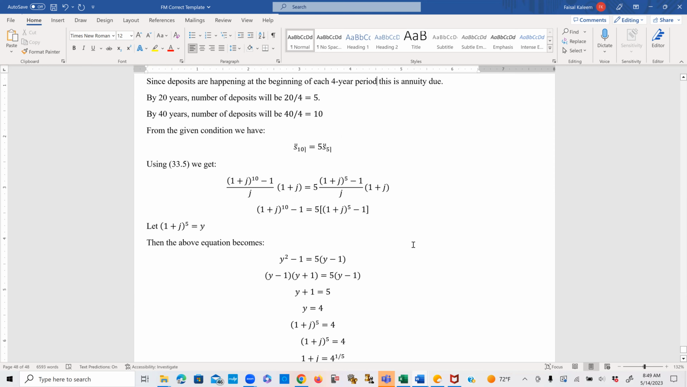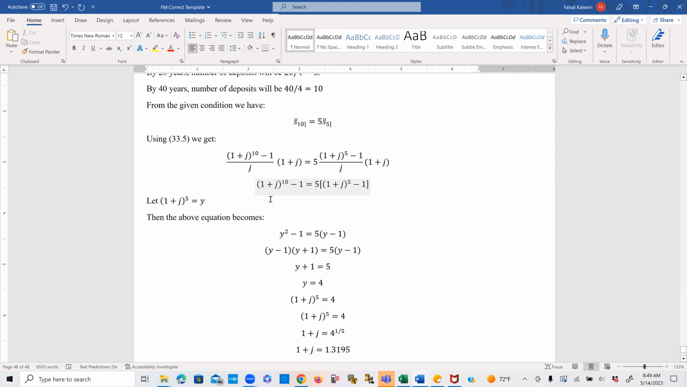And to solve this equation, let 1 plus J to the 5 equal Y. So then the other one will become Y squared. So we have Y squared minus 1 equals 5 times Y minus 1. And this one is a difference of two squares, so it can be factored as Y minus 1 times Y plus 1. And then Y minus 1 can be canceled out from both sides, but we have to be a bit careful when canceling a factor from both sides of an equation; we have to make sure that it's not 0.